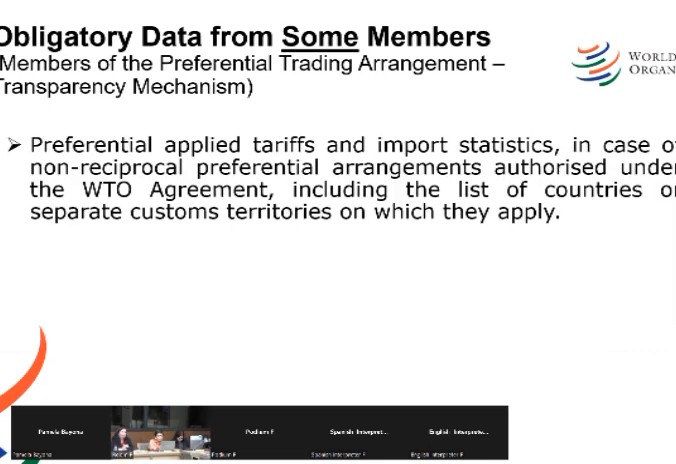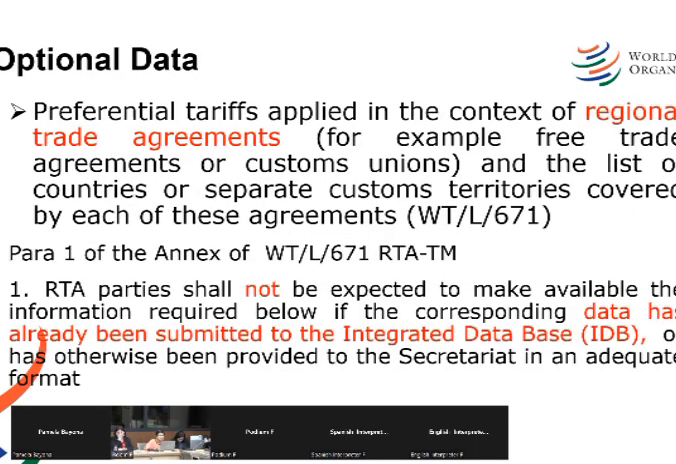And any other non-reciprocal preferential arrangements authorized under the WTO agreement, including the list of countries, or again of territories, on which they apply. So that's obligatory data from some members. The optional data to the IDB are the data which are applied in the context of regional trade agreements, which is actually our topic for this afternoon. So preferential tariffs and the list of countries or territories covered by each of these agreements.